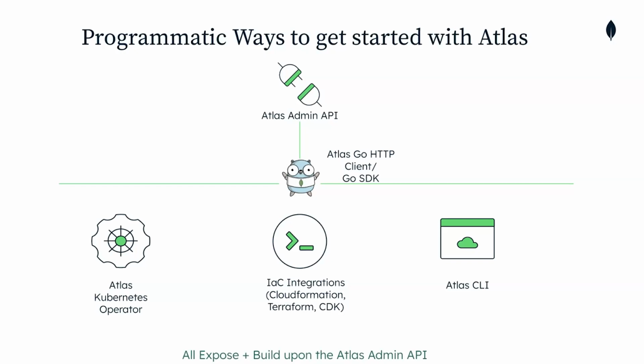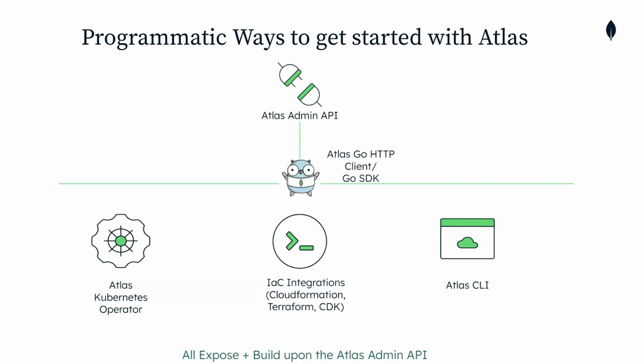So for that, we introduced the Atlas Go HTTP client, which abstracts away the complexity in working with HTTP. And in June, we also announced the Go SDK, which is a much simpler form for Go developers to get started with the Atlas Admin API with fewer lines of code, because it has a lot of inbuilt functions and structs, which again remove the complexity of working with HTTP. So that's the Atlas Admin API. And all the tools that you see below, right? The Atlas Kubernetes Operator, our infrastructure as code integrations, and the CLI are built on top of the Atlas Admin API. So each of these tools uses the Atlas Admin API to create the Atlas resources that you define.